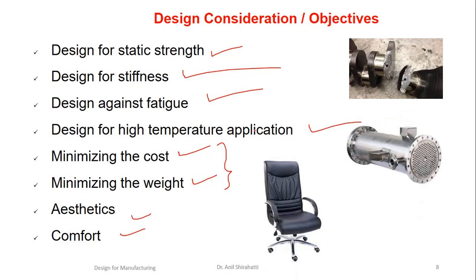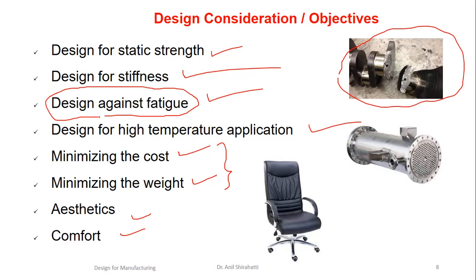And in some cases, aesthetics and comfort also play an important role. For example, if I see this part, which is a crankshaft, the major concern is the fatigue properties, so the design from the fatigue point of view is important. But if I am doing a heat exchanger, the main concern is the high temperature application. Now if you consider a chair, it should be aesthetically good enough. Definitely it should provide comfort, because a person may be sitting on the chair continuously for maybe 8 hours, so he should sit comfortably.